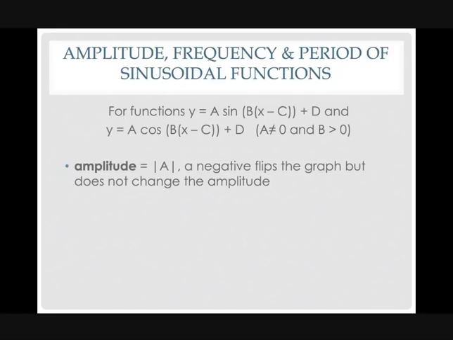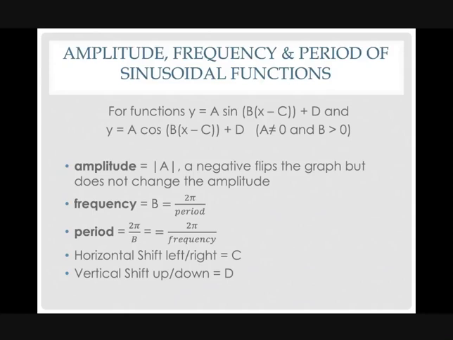If A is negative, that flips the graph, but it does not change the amplitude, and it flips it along the x-axis. The frequency is represented by B, and you can determine that by 2 pi divided by the period. And the period is 2 pi divided by B, which is the frequency.